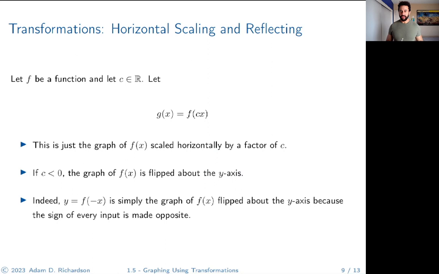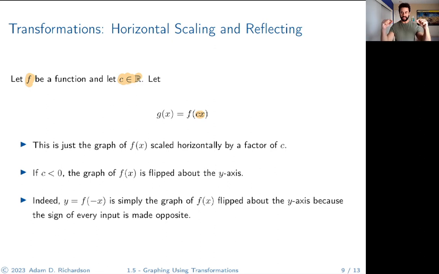All right, now let's look at horizontal scaling and reflection. So same setup again. Start with the function f, some real number c. But now what we're going to do is we're going to multiply the input by c. And what does this do? Well, if we multiply the input, it's going to squish or stretch horizontally, right?